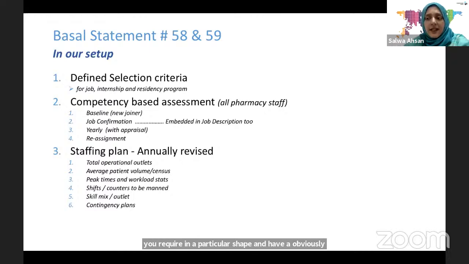The contingency plan comes in big time, especially in times of COVID, when there were lots of lockdowns. People were not available because of being quarantined or infected with COVID, so there was a lot of scarcity of human resources at that time. That contingency plan really helped us maintain a basic skeletal staff, and we were able to run our operations without any hindrances.